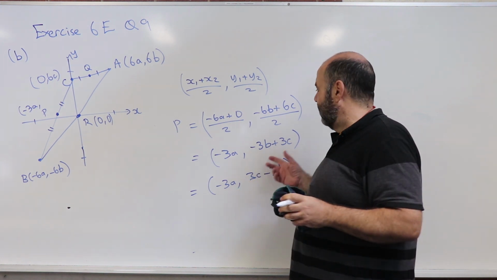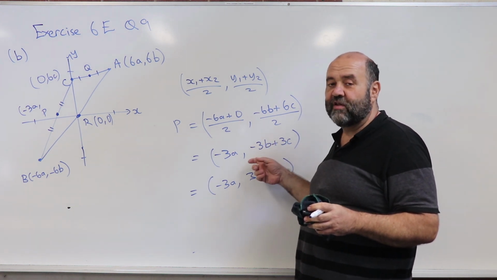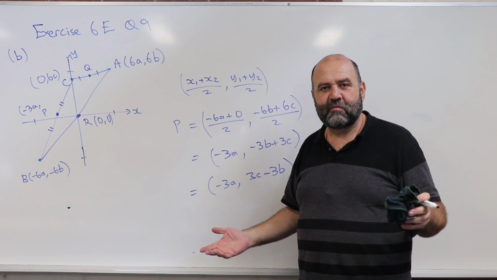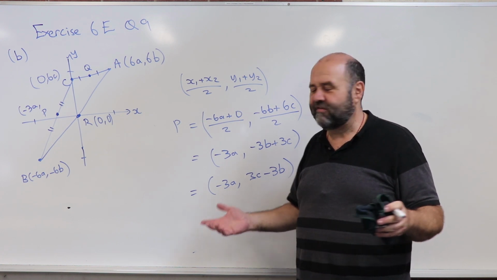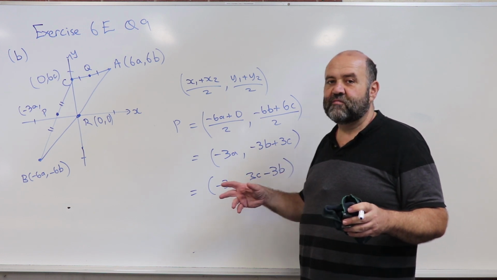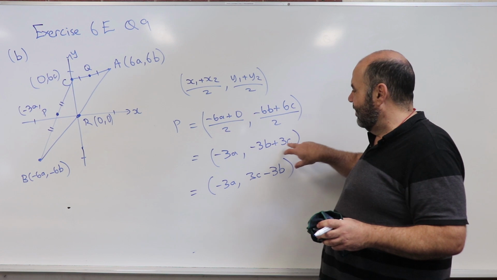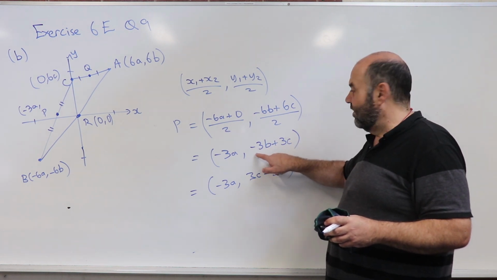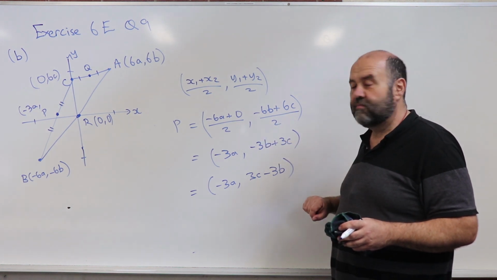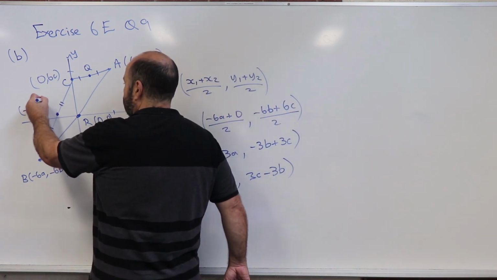Okay, so addition and subtraction are commutative so long as the signs follow the numbers. Goodness me, something's happened to my nouns, verbs, and adjectives today. So I can swap these around so long as that negative sign moves with the 3B. Okay. Rightio, so I've got the coordinates of P, negative 3A, 3C minus 3B.